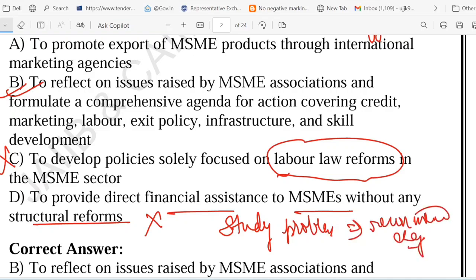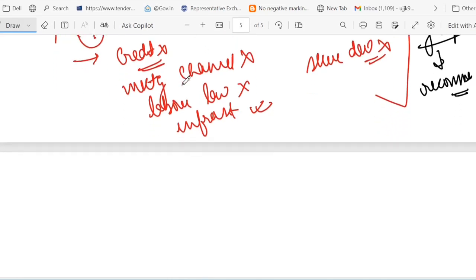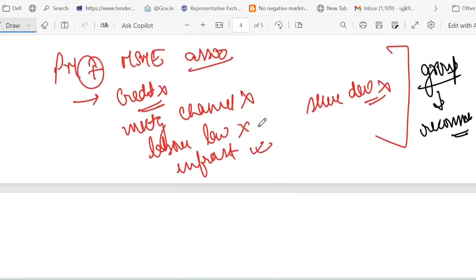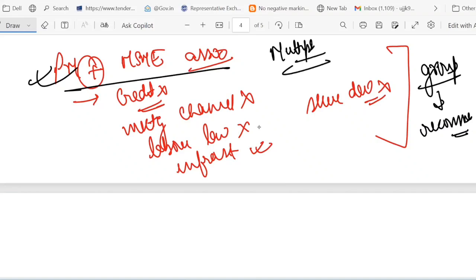So let's quickly summarize the keywords we have discussed regarding the task force. The task force was created after the PM met the MSME association. The goal was to solve multiple issues together. It was divided into subgroups like credit, marketing, labor, infrastructure, exit policy, and skill development, for focused solutions.